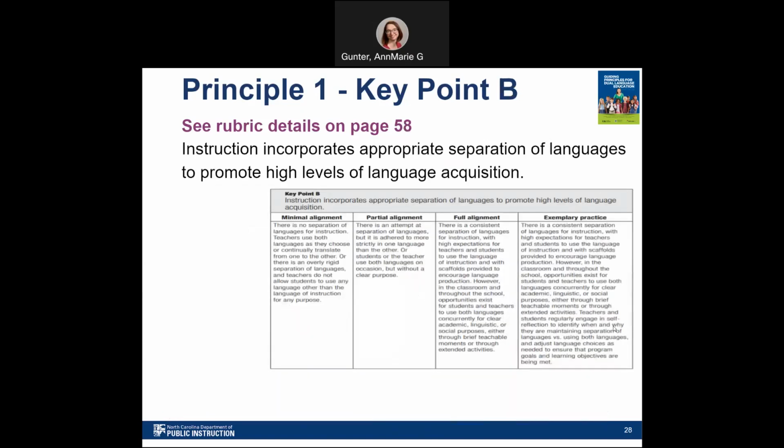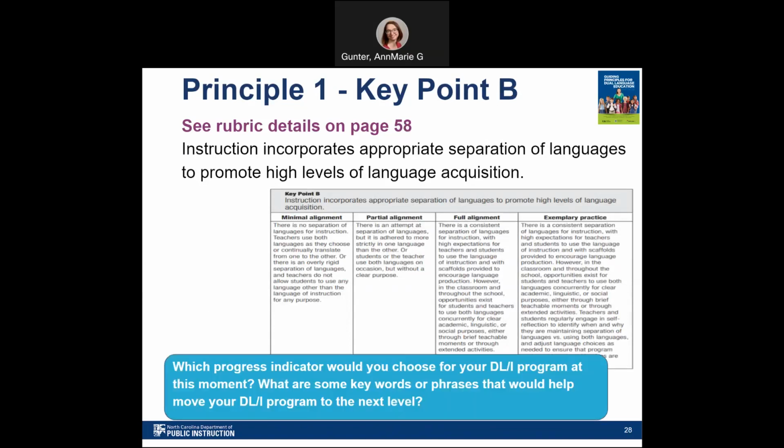Principle 1, key point B, which is on page 58, states, instruction incorporates appropriate separation of languages to promote high levels of language acquisition. And once again, think about which progress indicator you would choose for your DLI program at this moment, and what are the keywords or phrases that would help move your DLI program to the next level.